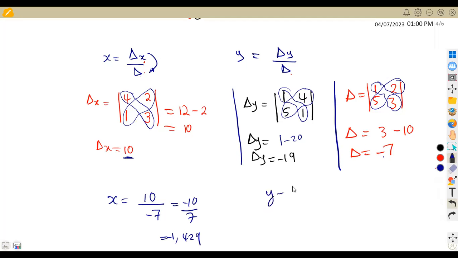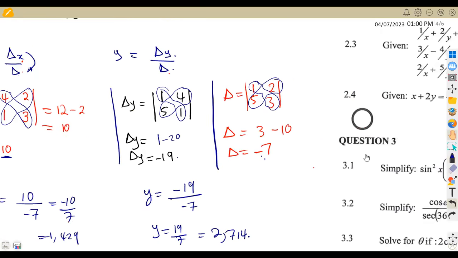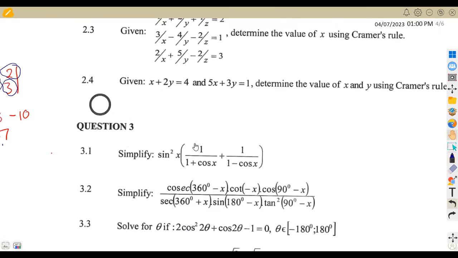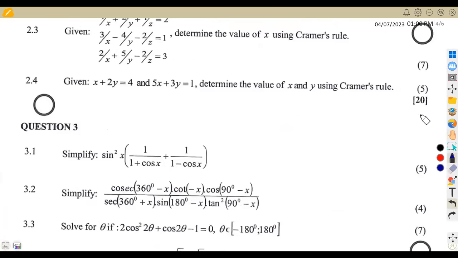For y, we are going to have the same thing. That means y is going to be equal to the determinant with respect to y, which is negative 19, over the determinant of constants, which is negative 7. So that is going to be 19 over 7, or as a decimal, 2.714, and so on. Okay, so that is what we're supposed to have in this case. For this one, it was just a repetition, as we saw, same method, but just this time we're dealing with 2 unknown values. So that was question 2, having a total of 20 marks in this case.